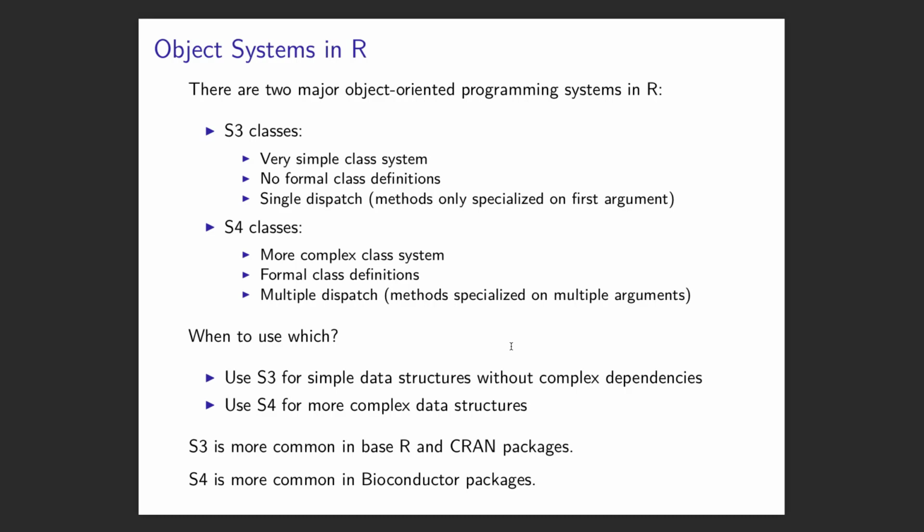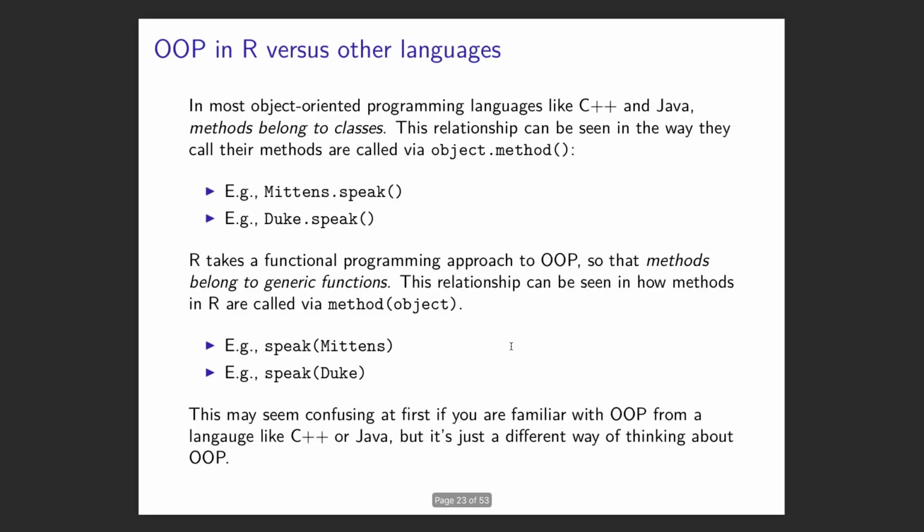But in general, it's a more complex class system. You have formal class definitions. S3 is a lot simpler. You don't have any formal class definitions. S4 classes, S4 methods also have multiple dispatch, so it can be specialized on multiple arguments. So with S4, if I gave speak 2 cats, I could have that do something differently than if I gave speak 2 different dogs, or a cat and a dog. All of those could be separate methods with S4.